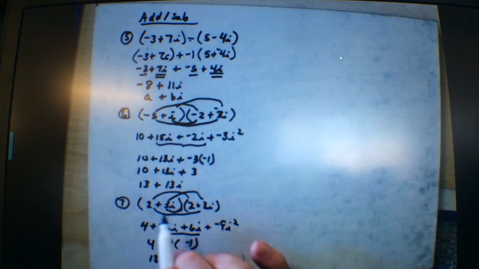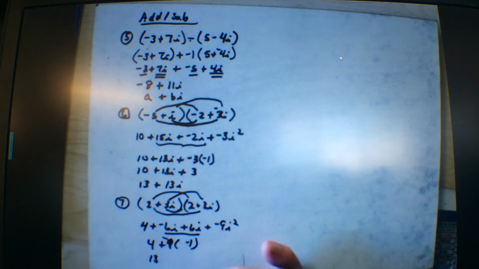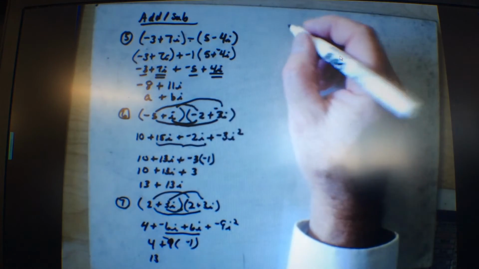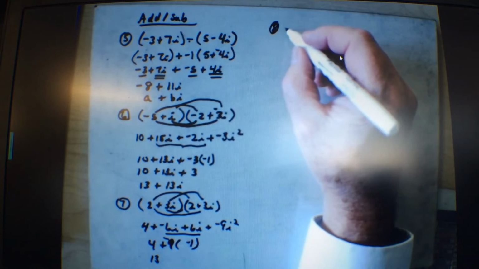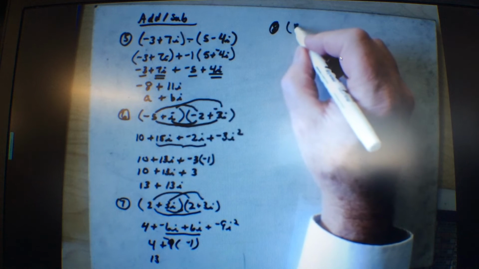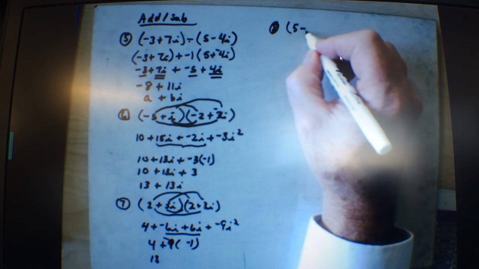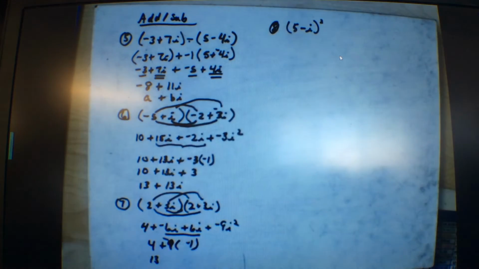Notice that I multiply two complex numbers together and I get a whole number, don't I? Yes. Okay, a real number. Keep that in mind in a few minutes, okay? All right, so let's take a look at this. I want you to do 5 minus i quantity squared.